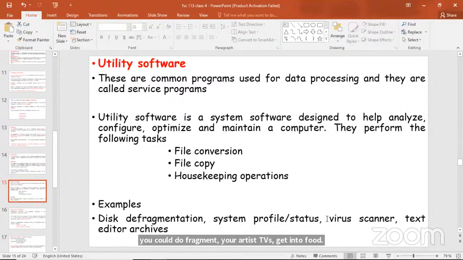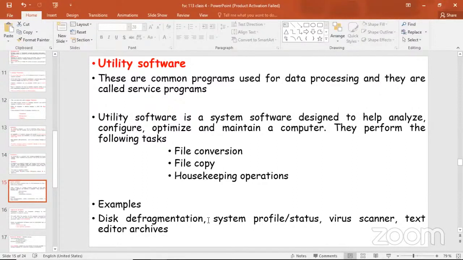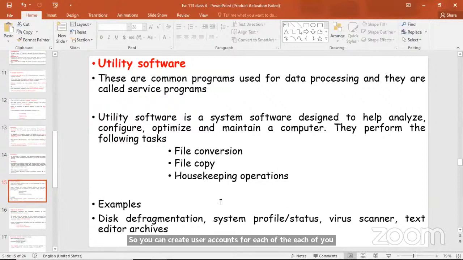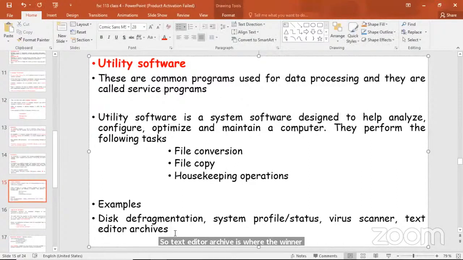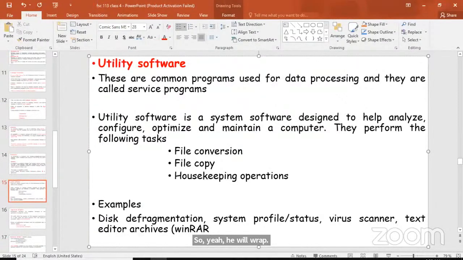You could create different profiles on your computer. Maybe you want to create a partition, or you have your brother, or three of you, who want to be using a system. You can create a user account for each of you with different names, so you have different passwords. You have virus scanner, text editor, archive. So archive is where the WinRAR falls, right? Let me put it here. So we have the WinRAR. That's where it falls.